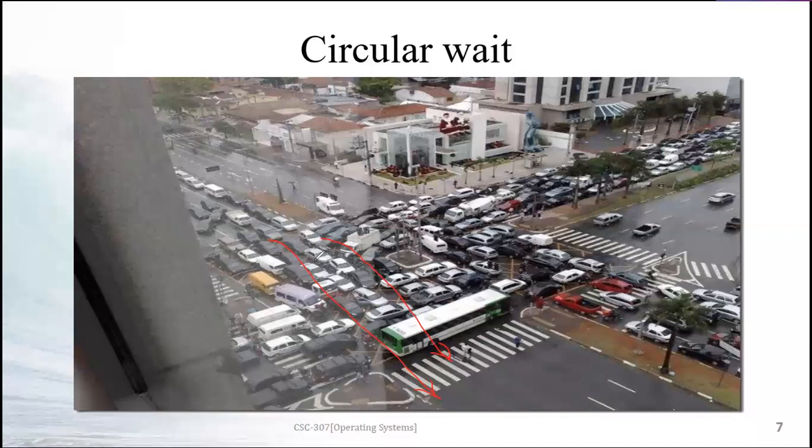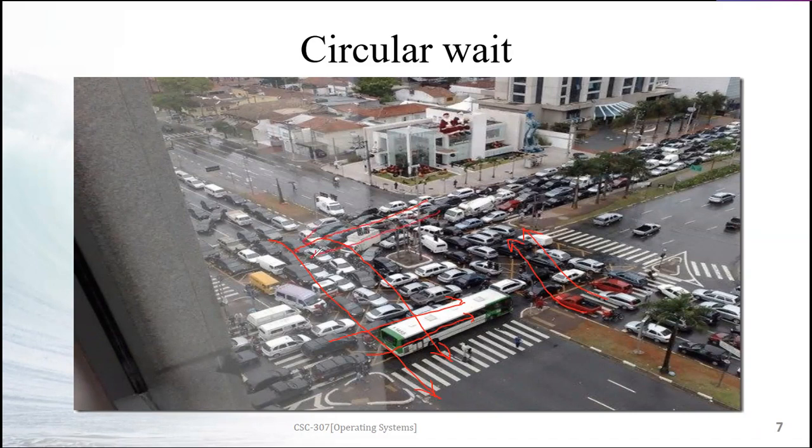But the problem is, if they want to go first, these cars that are moving in this direction, including this bus, have to pass. And if they want to pass, these cars that are trying to move in this direction will have to pass as well. And if this car wants to pass, this place has to be empty. So these cars have to move in this direction.